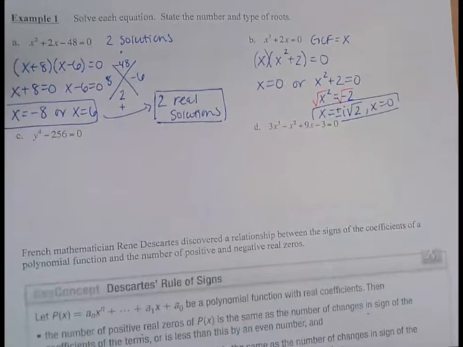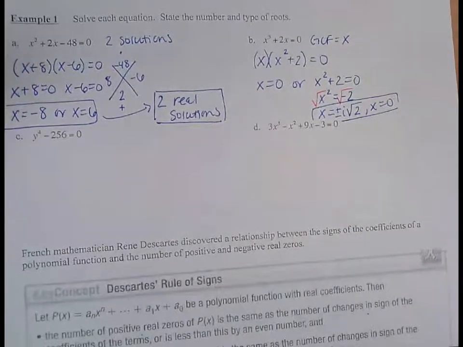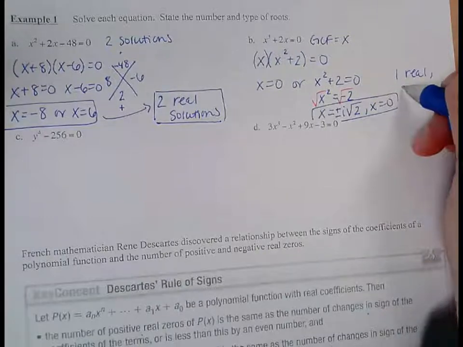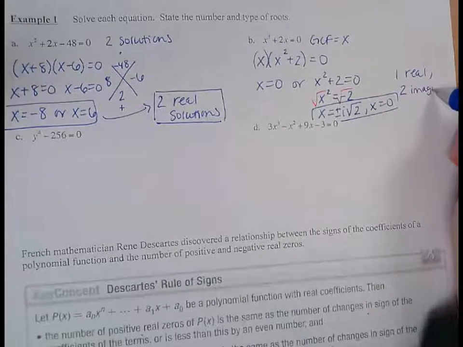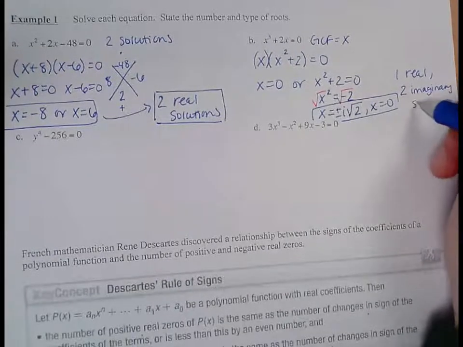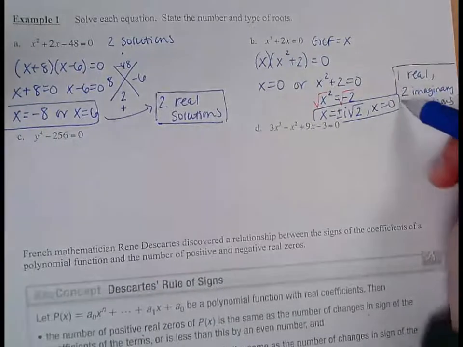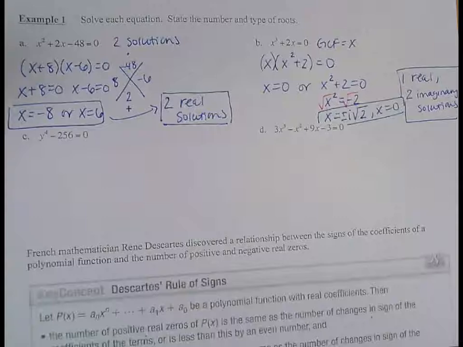So then to state the number and type, I'm stating how many real, how many imaginary. So I have 1 real and 2 imaginary solutions. And it's just your way to double check, did you actually end up with the correct number? We needed 3, we ended up with 3.